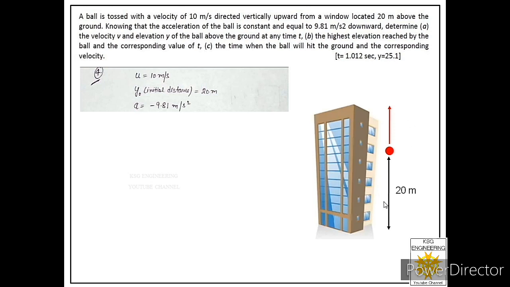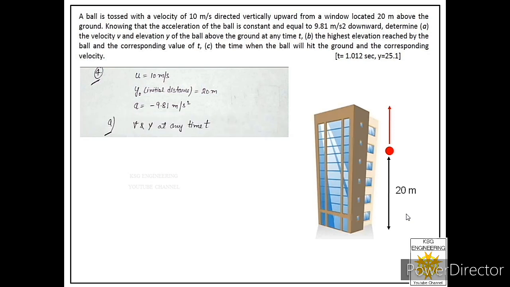And we know this is a case of uniformly accelerated motion, because when we throw the ball in our direction, it will be under the effect of gravity. And we know for uniformly accelerated motion, three equations are applicable. That is v equal to u plus at, s is equal to ut plus half at square, v square minus u square is equal to 2as.